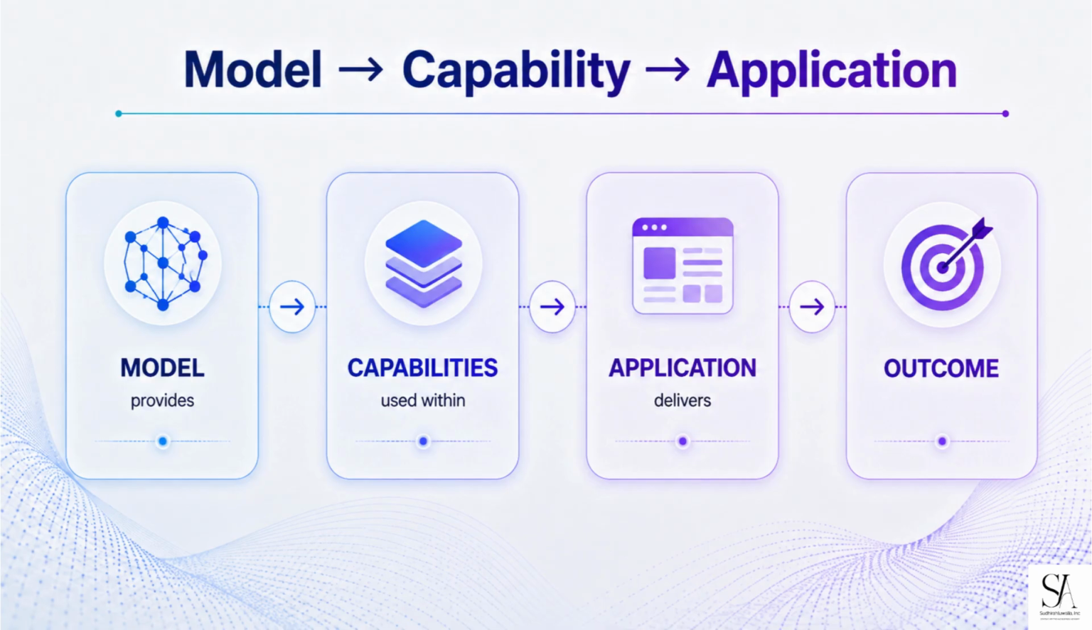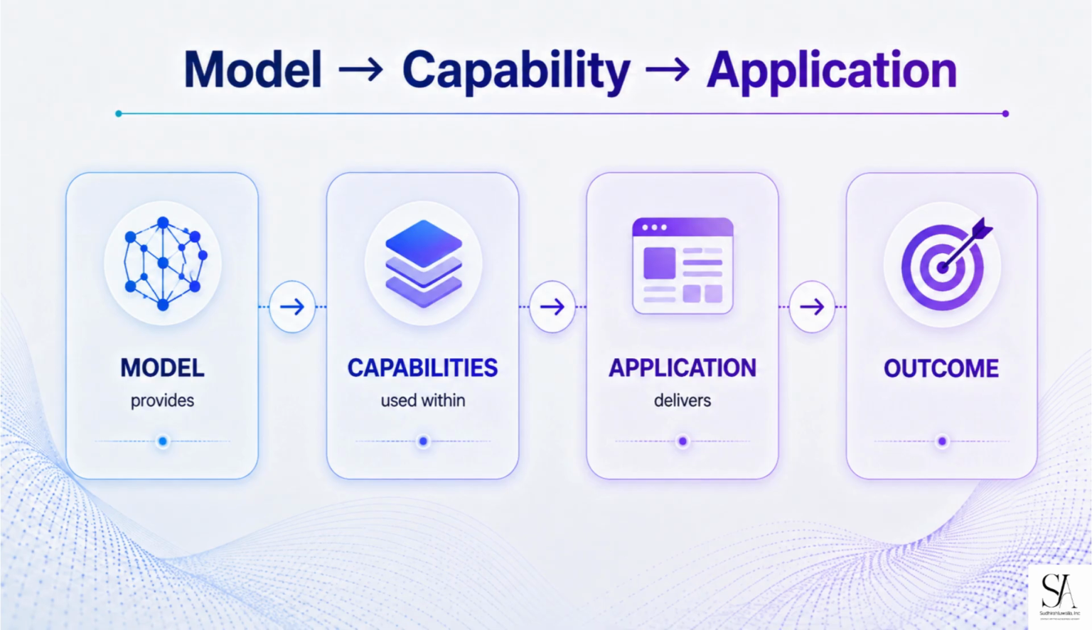Consider a customer service assistant. The underlying technology might be a large language foundation model. Its capabilities could include language understanding, question answering, summarization, and text generation. But the application becomes useful to the business only when those capabilities are connected to company product information, customer records, policies, security systems, and the customer service workflow. The outcome might be faster and more personalized support.